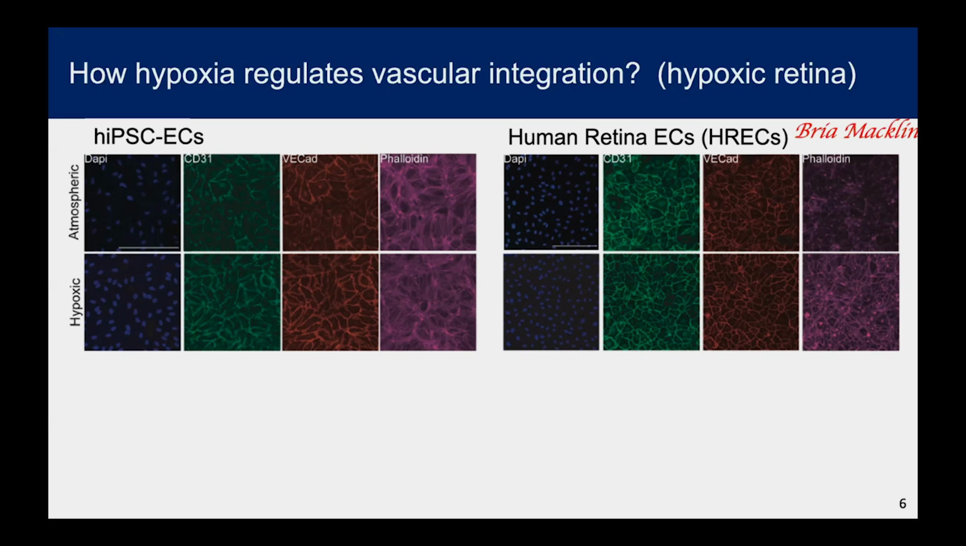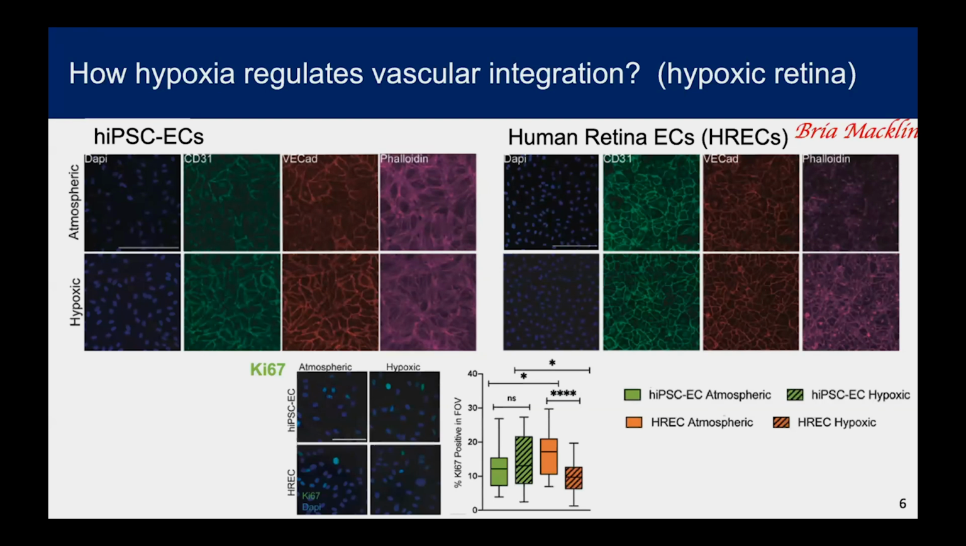So the first thing she did, she just compared the iPS-derived endothelial cells and mature human retina endothelial cells when she exposed them to hypoxic conditions in vitro, and we saw no difference. She did notice that there is some difference in the proliferation rate of these cells in vitro, where we saw that the hypoxia did not impact the iPS-derived endothelial cell proliferation rate, but it did slow down the proliferation of the mature cells.